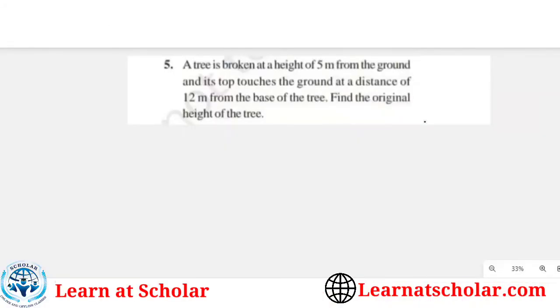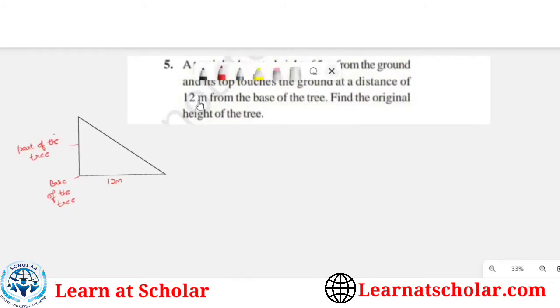Next question, question number 5. A tree is broken at a height of 5 meter from the ground and its top touches the ground at a distance of 12 meter from the base of the tree. Find the original height of the tree. So we will draw, this is the broken remaining part of the tree, that is 5 meter. It is broken and touches the ground. So the base of the tree is 12 meter from the ground. So a right angle triangle is drawn.